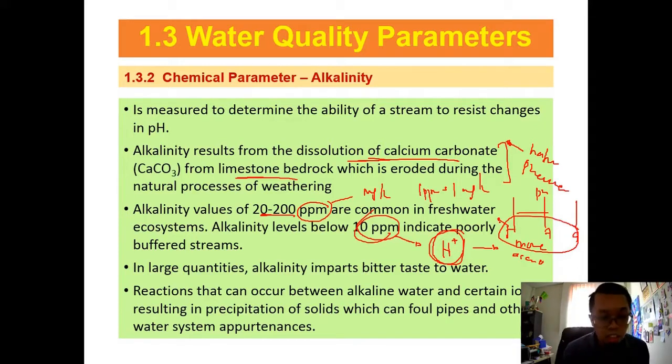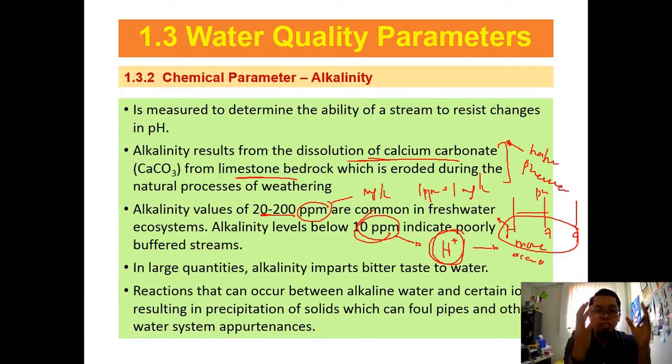In large quantity, alkalinity imparts a bitter taste. If the pH is more than 10 or 11, the taste of the water is more bitter. Also, when alkalinity in water reacts with other ions, a precipitation reaction will occur. Precipitation results in salt, which is solid in the water.